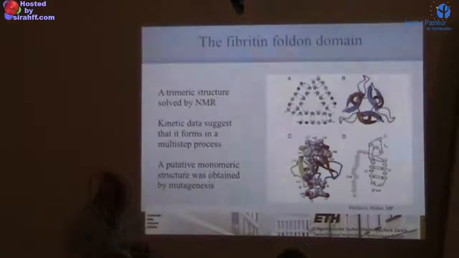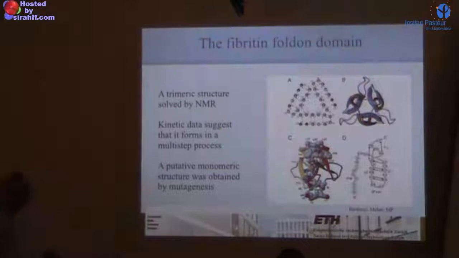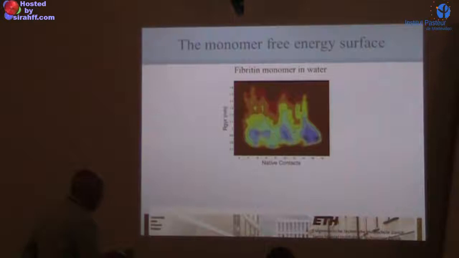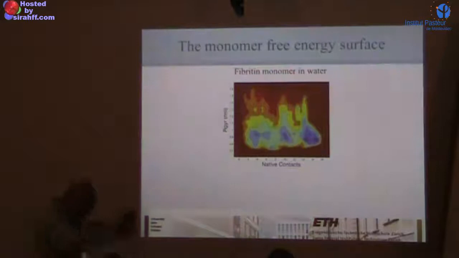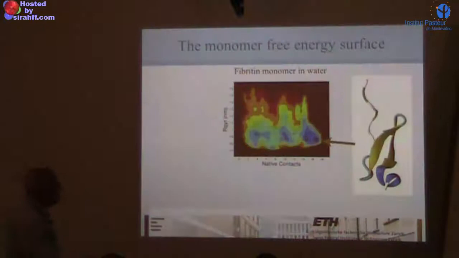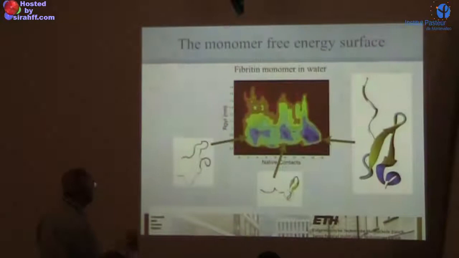And to stabilize this form, they have to mutate the monomer so as to stabilize this particular conformer. We don't need to do that. We use our tools, and we do this fibrin in water. We plot our results as a number of native contacts and the radius of gyration, which measures how big our protein is. And we find several minima. One is, you see, you have the beta and the alpha, and you have other minima. This is one in which beta is stable, but the alpha is unfolded, so it's a partially unfolded situation, and here we have the totally unfolded thing.